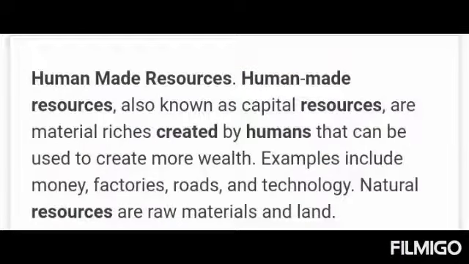Now we'll learn about human-made resources. As the name suggests, the resources which are made by people, which are made by humans, are called human-made resources. We may be depending on nature to create more resources. The created resources are called human-made resources.